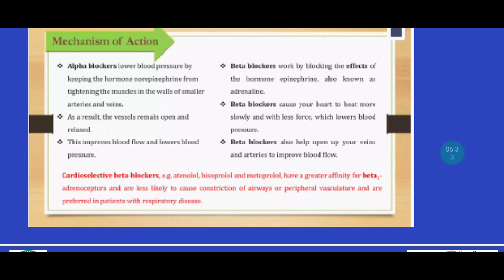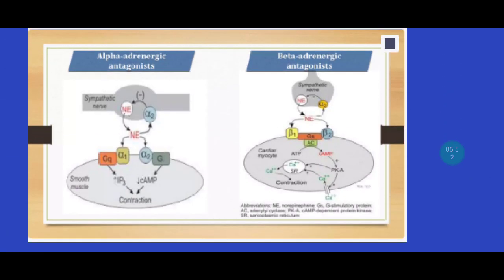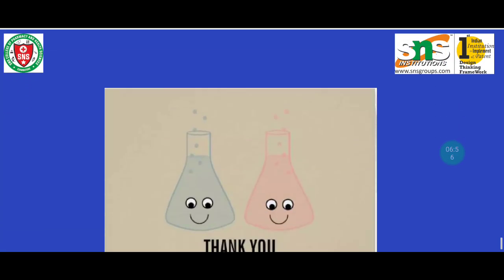Alpha blockers lower blood pressure by blocking norepinephrine from tightening the muscles in the walls of smaller arteries and veins. Beta blockers work by blocking the effects of the hormone epinephrine, which is also known as adrenaline. This is the action of alpha adrenergic antagonist and beta adrenergic antagonist.